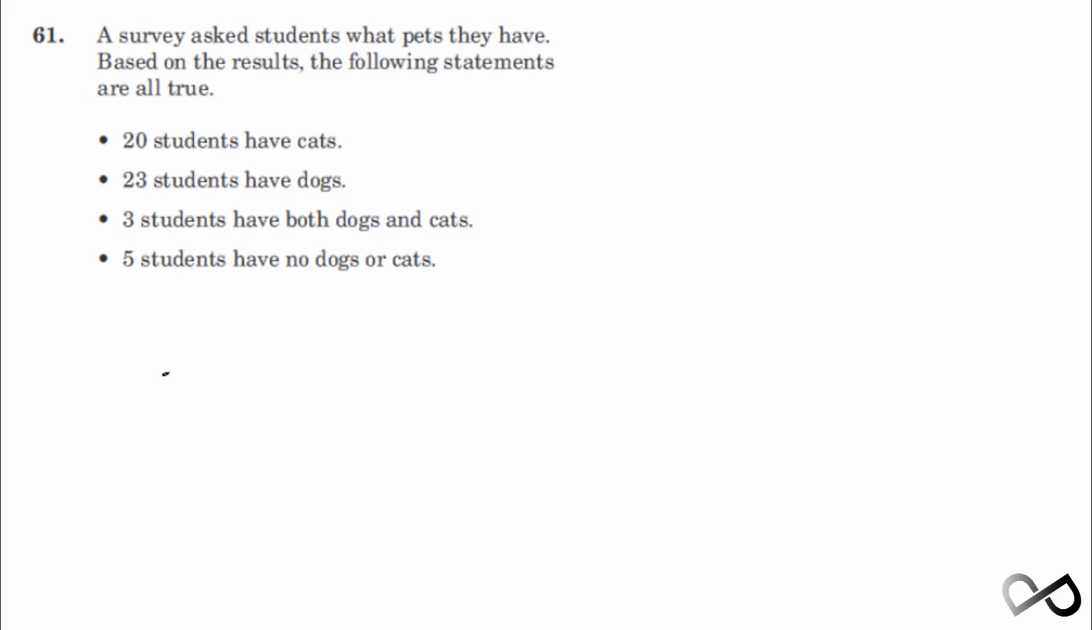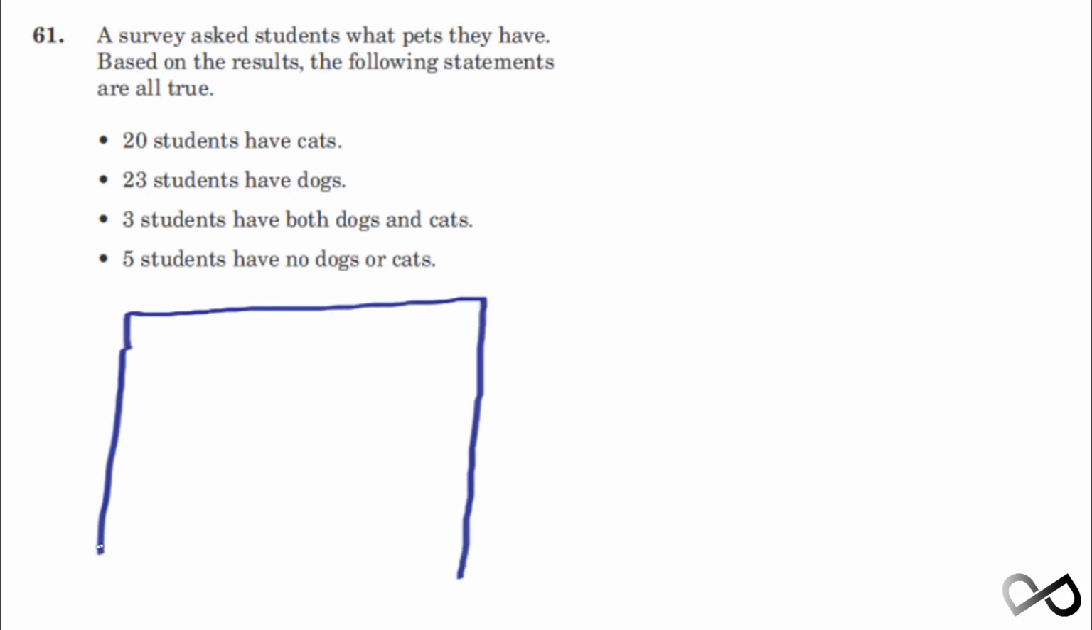And the question here is how many students were surveyed. So whenever you get questions like this, it might be a little bit overwhelming. You have to try to figure out a way to organize the data. And in this case, the best way to do it is by using a Venn diagram. I'm sure you guys have seen a Venn diagram before.